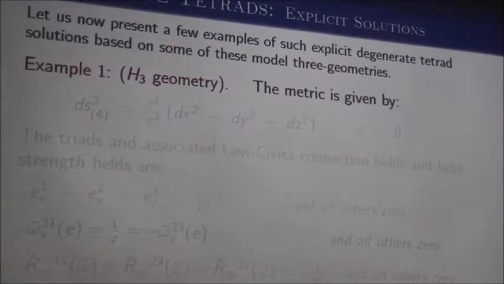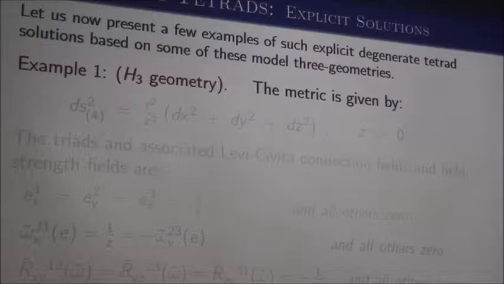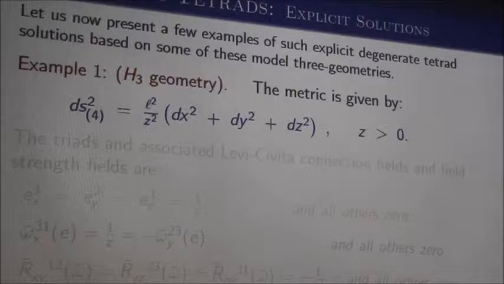Let's now present a few examples. In the paper I mentioned, we have listed all the 8 geometries there, and they analyze their properties. But here I'll present you only 3 examples. The simplest is the hyperbolic 3 geometry. The metric is given by L squared by z squared times dx squared plus dy squared plus dz squared, with z greater than 0.